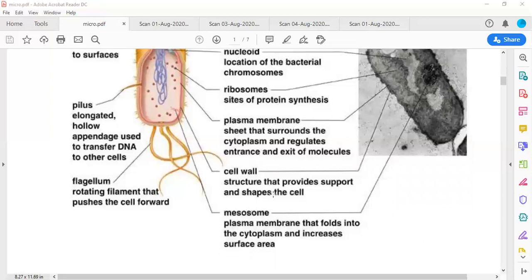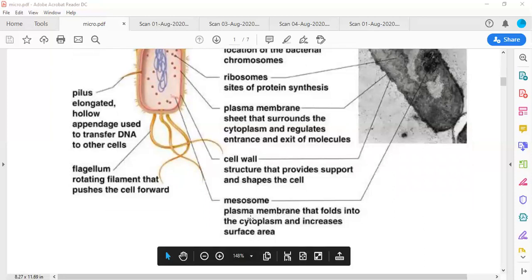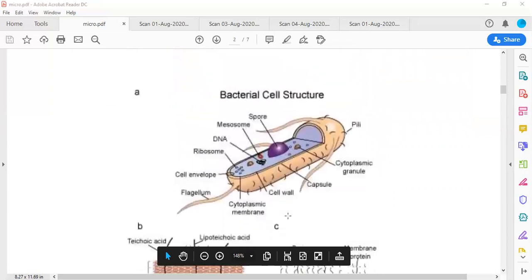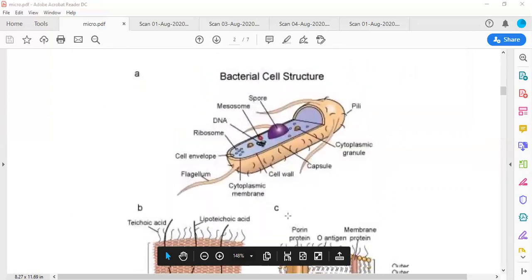Rest we have discussed. Mesosome, actually a plasma membrane fold into the cytosol, increases the surface area. It can be regarded like the mitochondria of eukaryotes and is also involved in the DNA replication and so on.